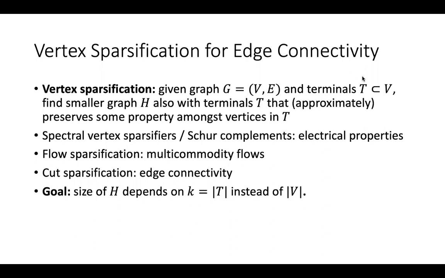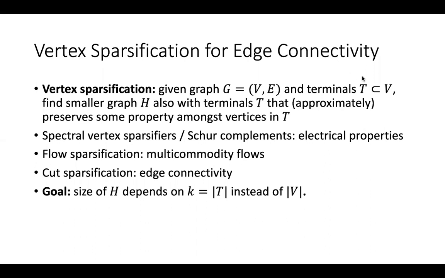This property that can be preserved can be several things. Examples that have been studied in the past include spectral vertex sparsifiers, also known as Schur complements of graphs. And these objects preserve electrical properties between the vertices in the terminal set T. Flow sparsification asks to preserve multi-commodity flows where the demands are supported on the terminal set T. And cut sparsification asks to maintain edge connectivity between subsets of the terminals T.